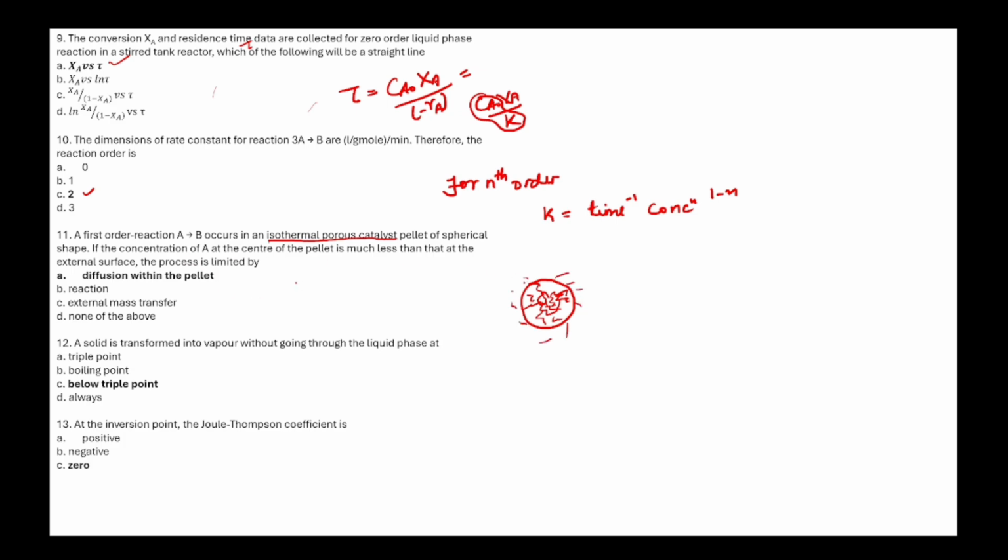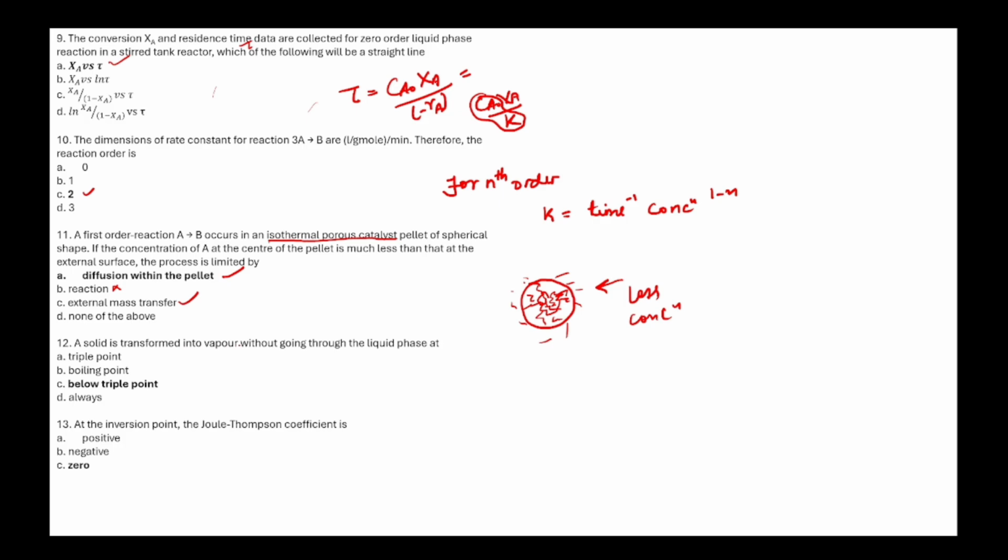The process is limited by diffusion within the pellet, because external mass transfer will take place as the outer concentration is much higher than the inside concentration. When the reactant tries to move inside, there is no driving force for diffusion within the pores. The reaction will take place inside the pore, but the mass diffusion within the pore is limiting because it will not allow the reactant to go inside. If the reactant does not go inside, the reaction will not take place, right? So for the reaction, the reactant must be present inside. So diffusion within the pellet will be the limiting step.